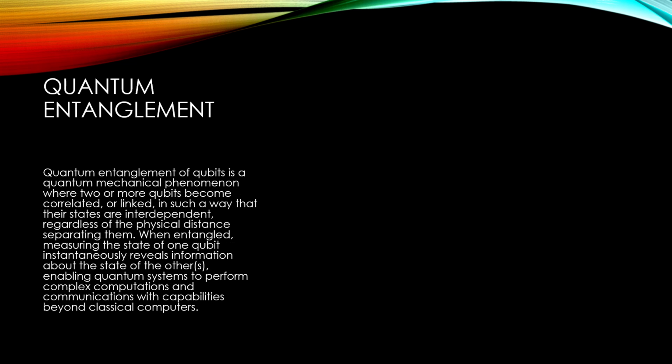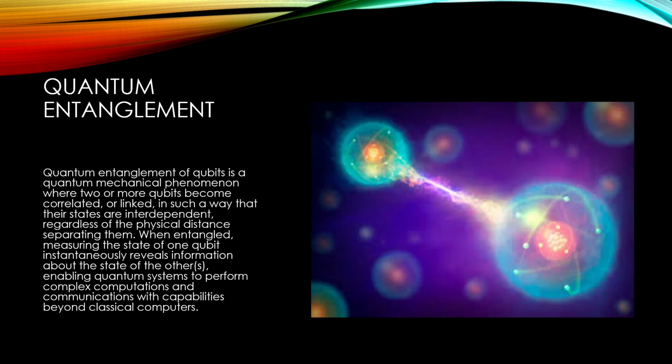Quantum entanglement of qubits is a quantum mechanical phenomenon where two or more qubits become correlated or linked in such a way that their states are interdependent regardless of the physical distance separating them. What this basically means in layman's terms is that when distances get so small as to let the quantum take effect, things such as physical distance stop mattering between two qubits.